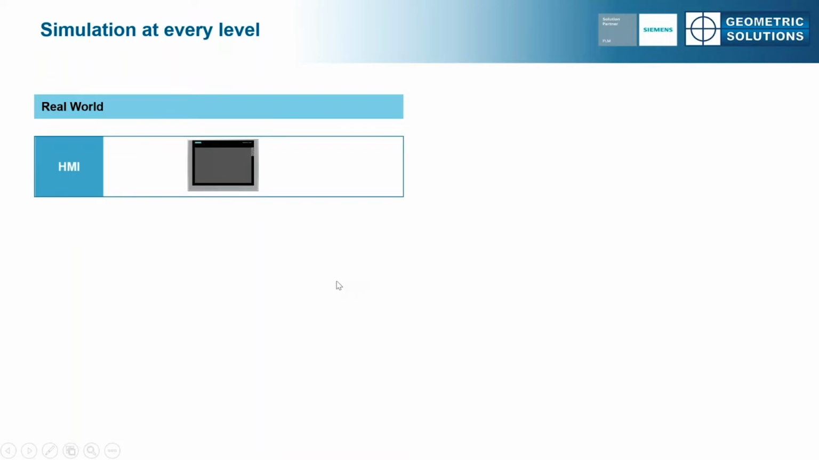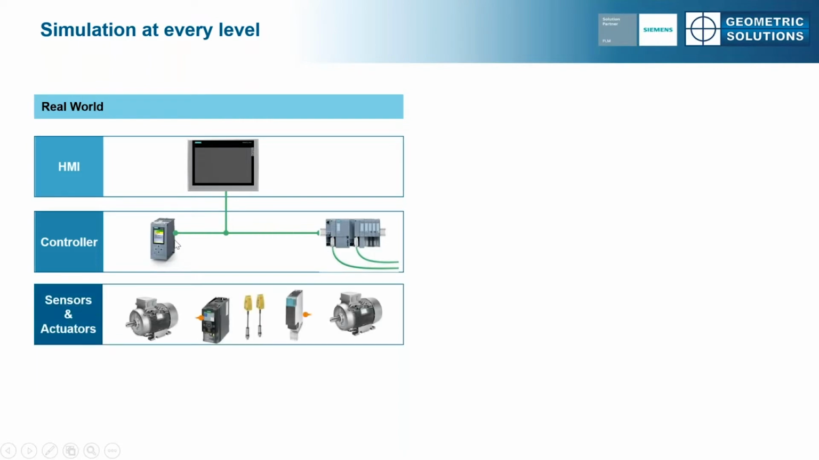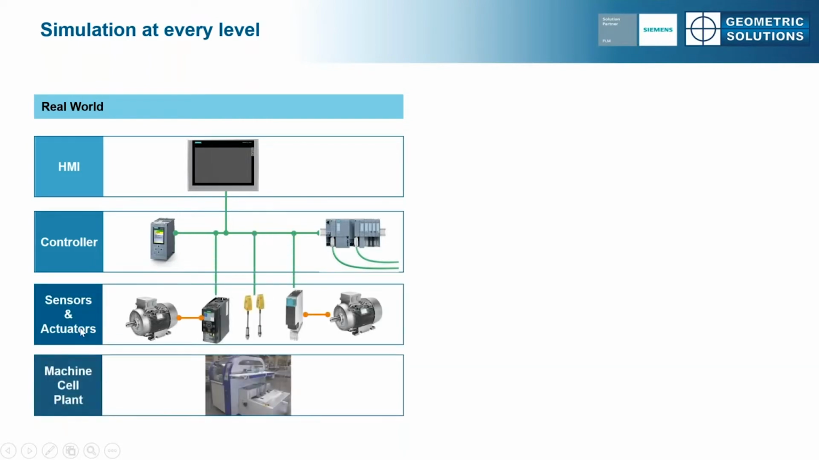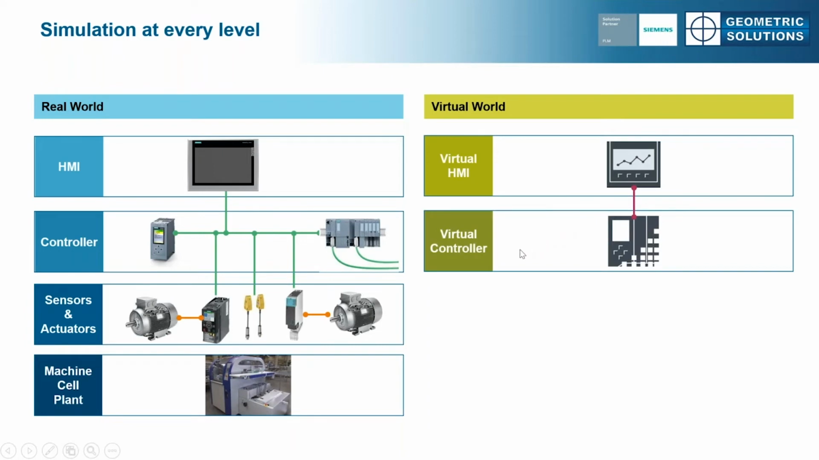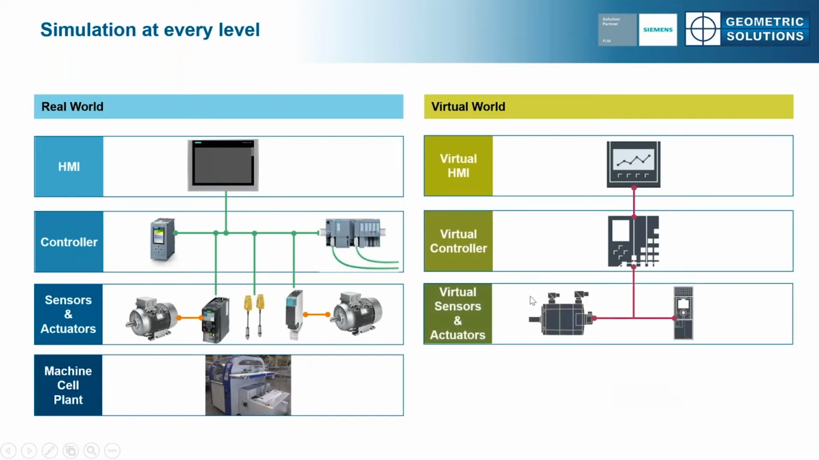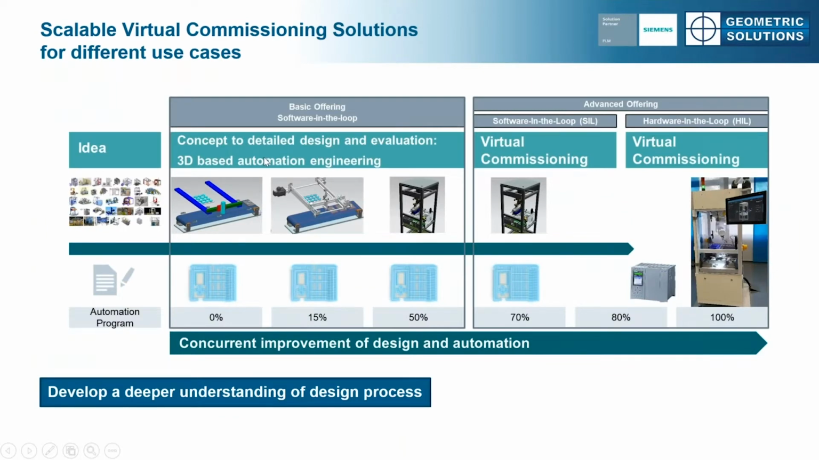This simulation happens at every level. So in the real world, you've got the HMI, it's hooked up to the controllers, which are controlling sensors and actuators, and all of that put together, and you have this machine. In the virtual world, it's the same thing. It's a virtual HMI, controlling virtual controllers, hooked up to virtual sensors and actuators, controlling a virtual machine. So it's allowing us in a virtual environment to validate, to test, to make sure that our machine will not fail. Now, what's nice about this is it gives us some scalable solutions.